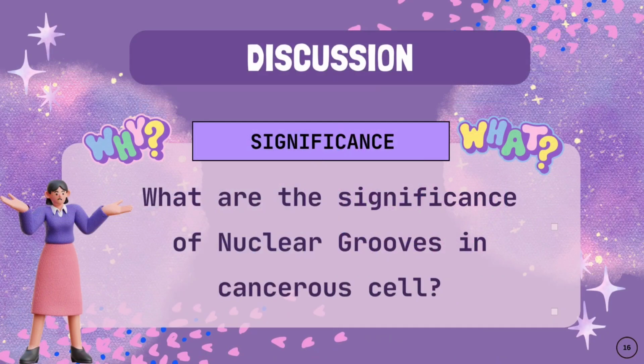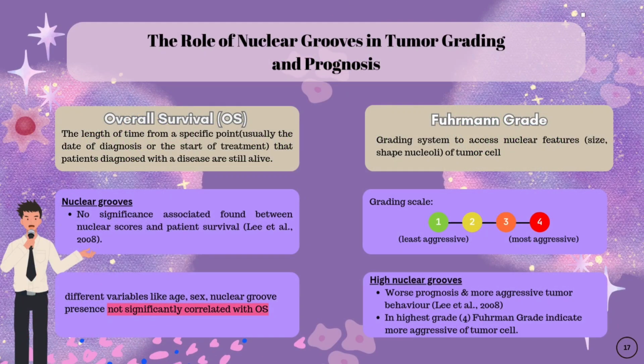What is the significance of the nuclear grooves in cancerous cells? Nuclear grooves cannot be fully relied on to make a definitive diagnosis. However, a high number of nuclear grooves can indicate prognosis and the aggressiveness of the tumor cell. Fortunately, the frequency of nuclear grooves does not indicate overall survival. Overall survival is the length of time from the date of diagnosis or the start of treatment that patients diagnosed with a disease are still alive. Therefore, there is no significant association found between nuclear scores and patient survival.